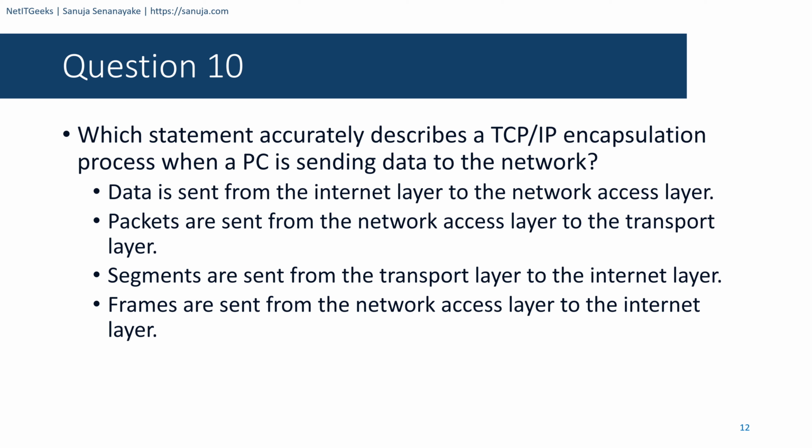And the answers here are: the data is sent from the internet layer to the network access layer. The packets are sent from the network access layer to the transport layer. Segments are sent from the transport layer to the internet layer. Frames are sent from the network access layer to the internet layer. So which answer is correct given that we are looking at the TCP/IP model? I will give you a few seconds to think about this because there's a lot of text in here.